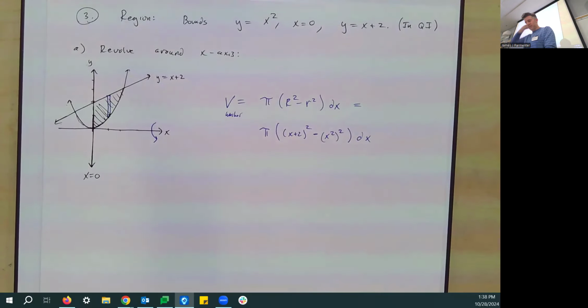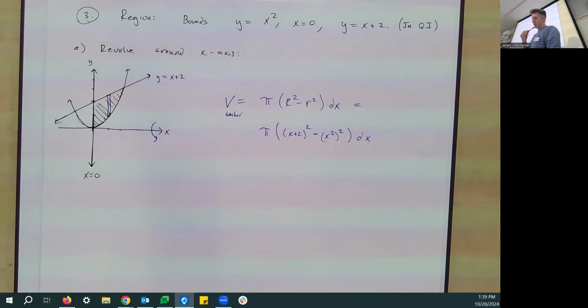Thank you so much. This might feel slightly counterintuitive because often we feel like the function that has the higher degree should be the bigger one. And eventually it will be, but not between whatever the bounds are here. So yeah, x squared is the smaller function, the one closer to the axis of rotation. X plus 2 is the bigger one, the one further away.